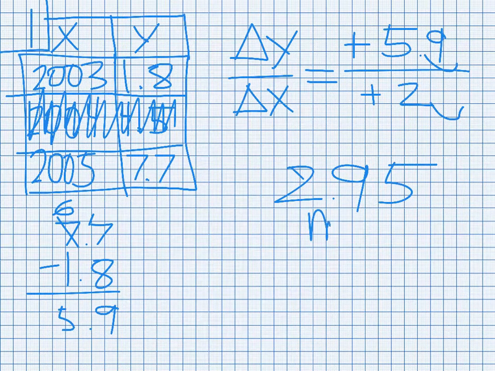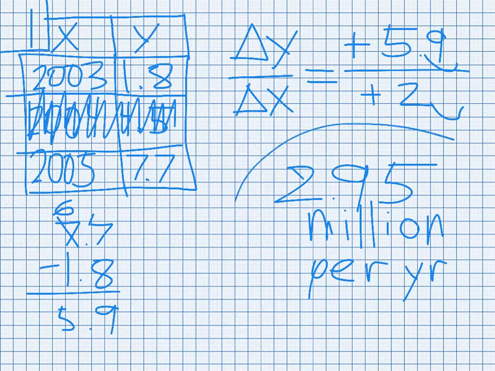And then realize if we're explaining what this is, that means 2.95 million subscribers per year. So that is the rate of change. Every year, they're averaging around 2.95 million more subscribers each year.